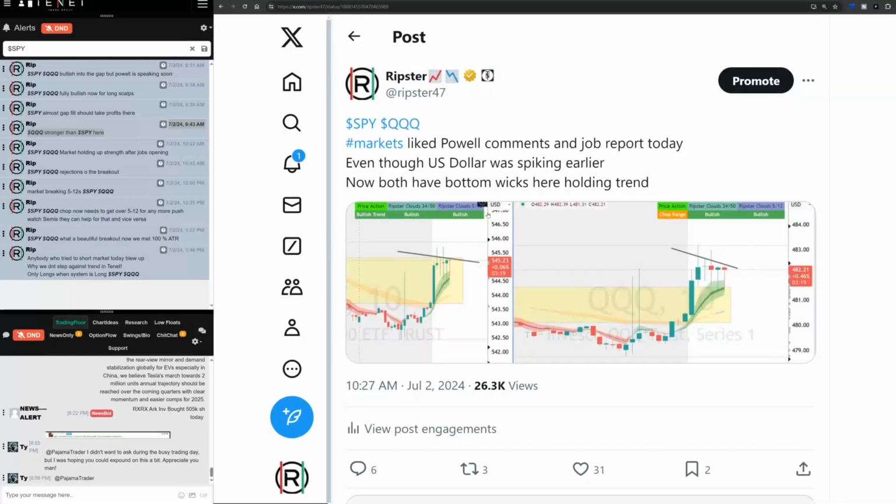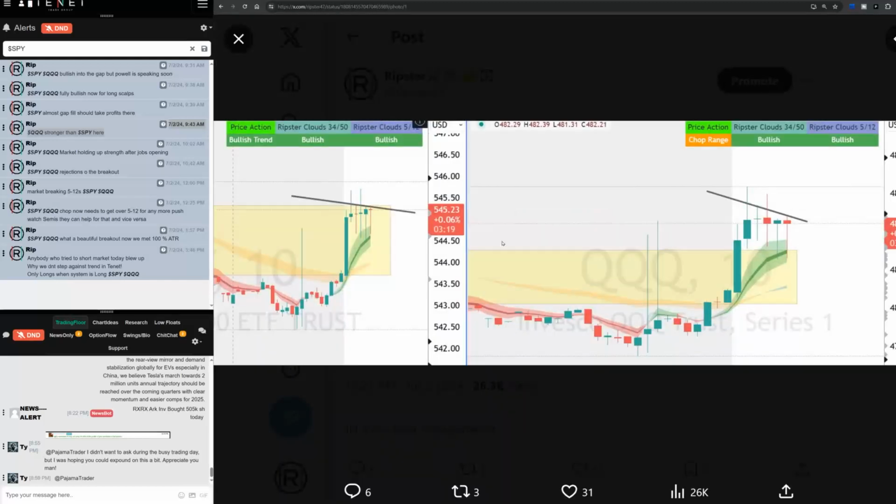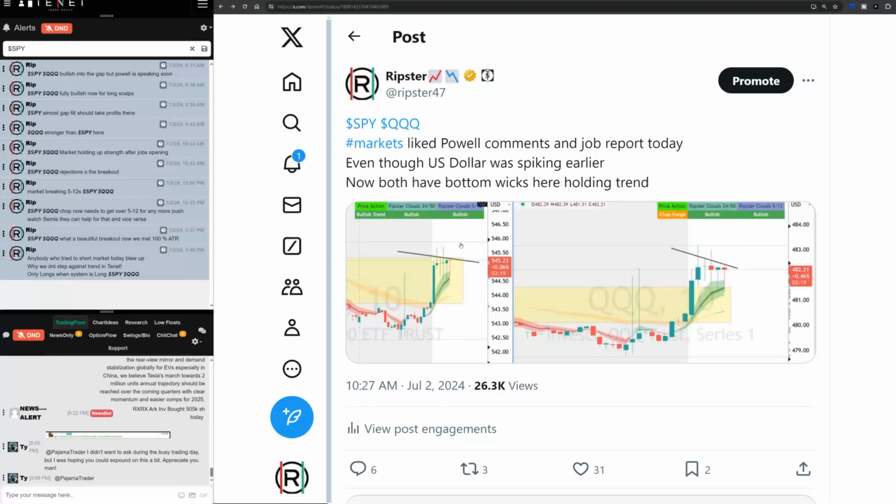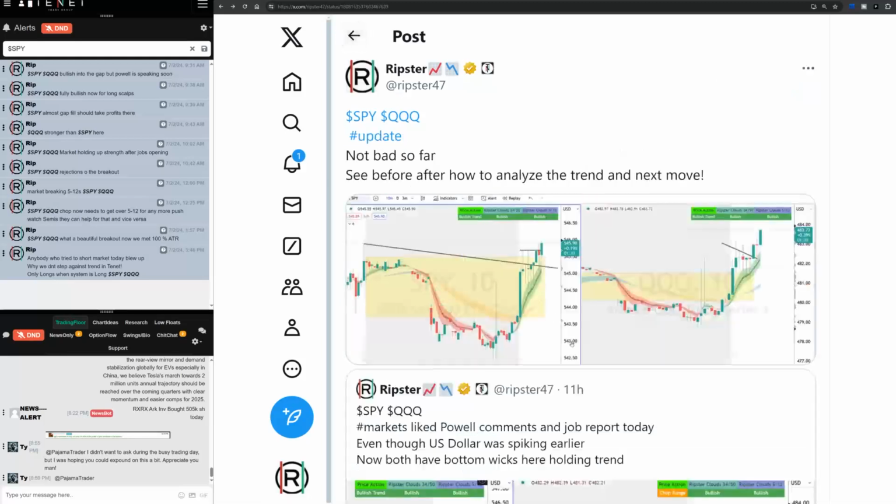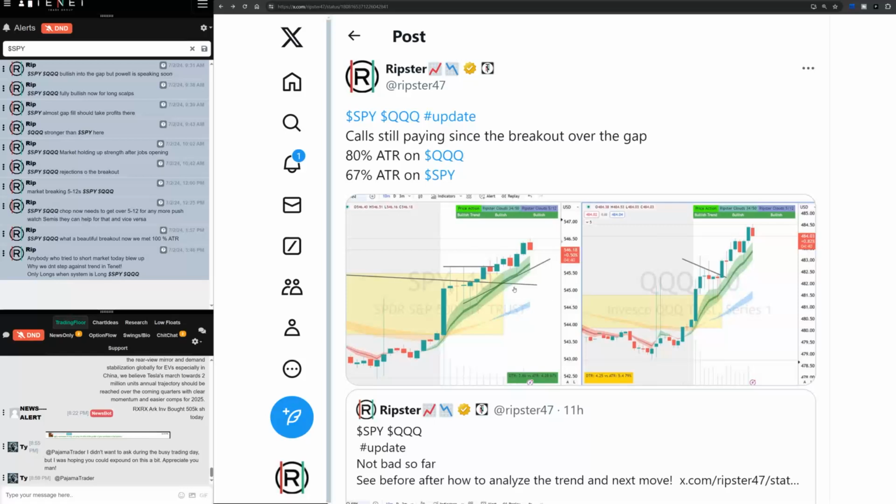So we want to look at the whole timeline of this setup. I even tweeted about it when Powell was speaking, and after he spoke, you see this flag. This was the flag I was talking about in the community, that we can trade this long breakout. Now you can see this flag trying to break out, breaking out. You see the breakout right here. This flag, right?